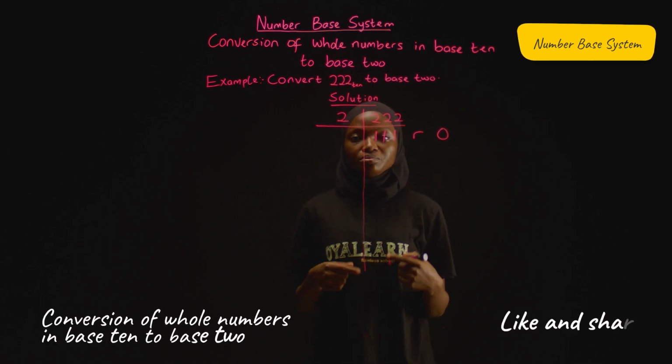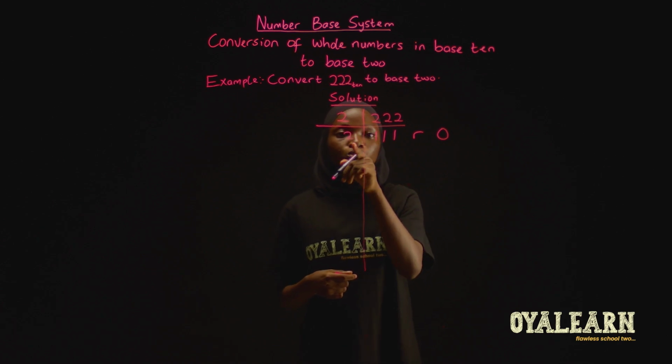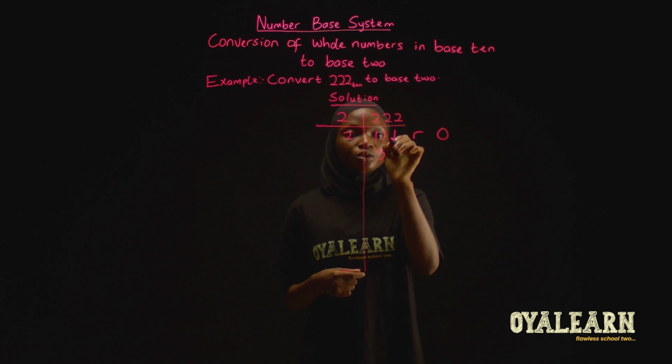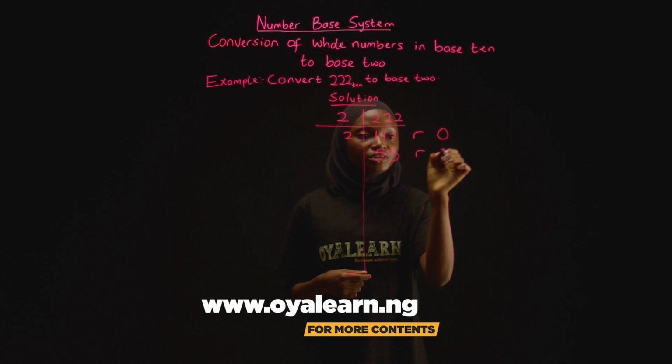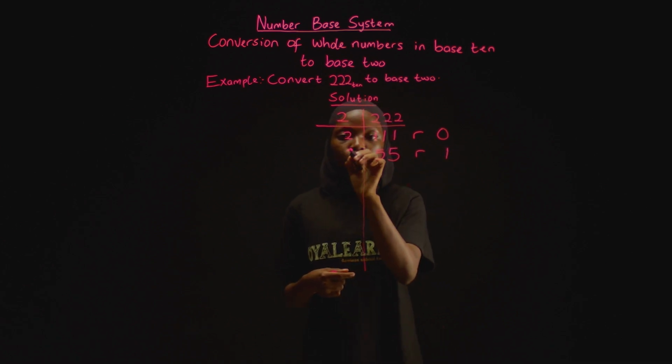We keep on dividing by the base we are converting it to, which is 2. So we have 2 here. 2 goes in 11, that's 5, remainder 1. 2 goes in 11 again, that's 5, which is 10. So what do we have? We have a remainder of 1. Keep dividing by the base you are converting it to, 2.